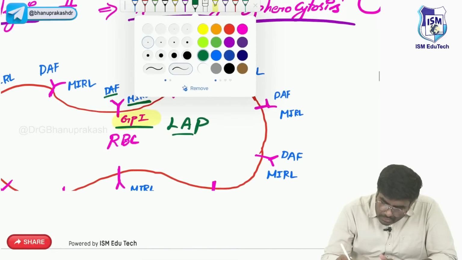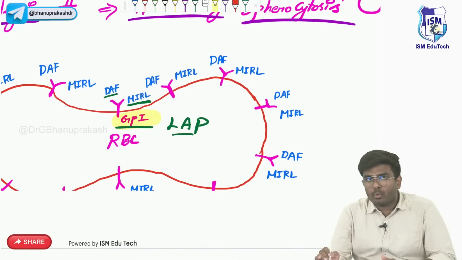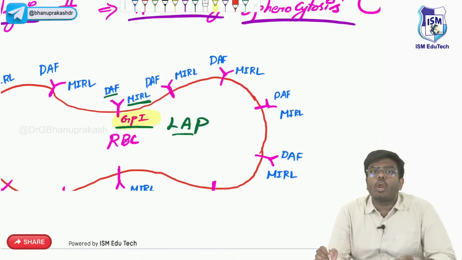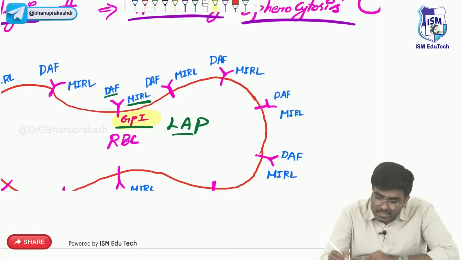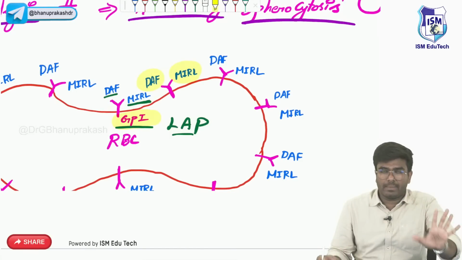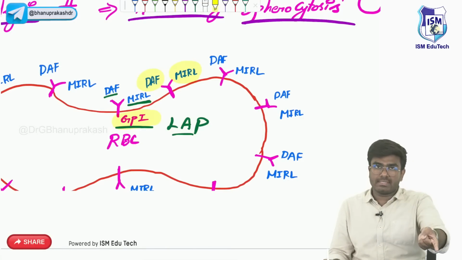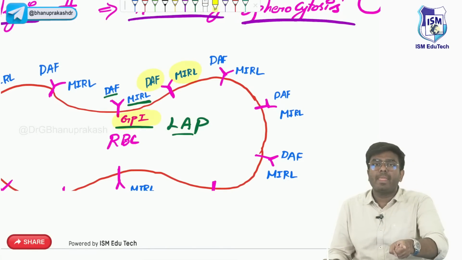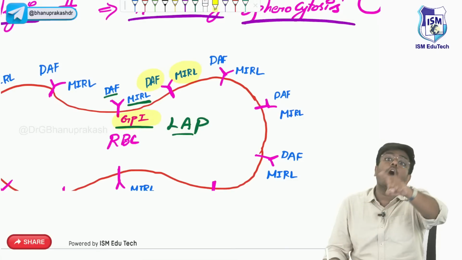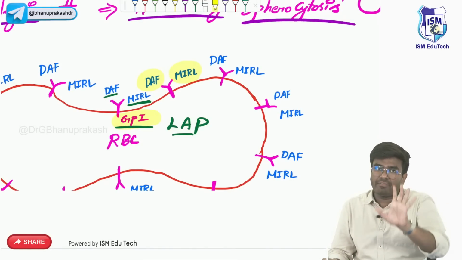Normally, in your blood, there are some complement proteins, right? There are complement proteins which can even kill the RBC. But why are your complement proteins not killing the RBCs? Because on the surface of your RBCs, there are molecules like DAF and MIRL. They will prevent the hemolysis. They will prevent the action of complements on the RBC. So complements cannot attack the RBCs because it's having DAF and MIRL.